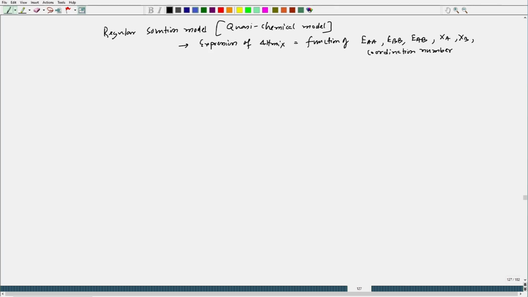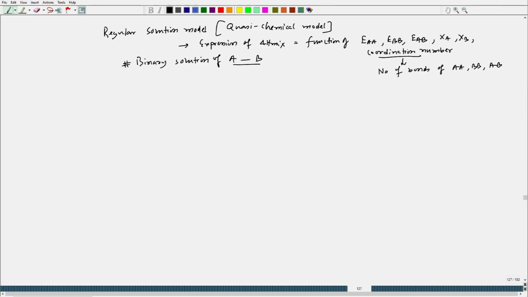Fine. In fact, this coordination number would allow us to find out the number of bonds of A A type, B B type and A B type. And our entire discussion will be on making a binary solution of A and B metals. Okay. So, that will be our discussion point.